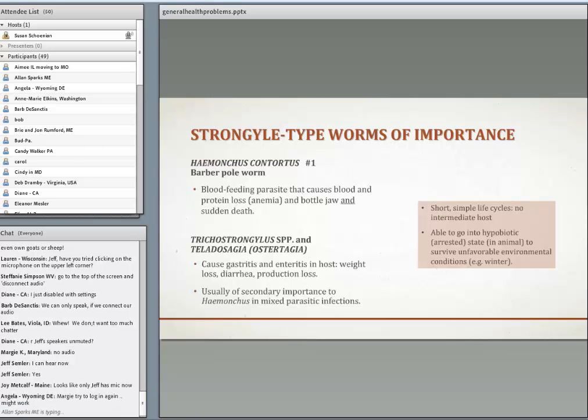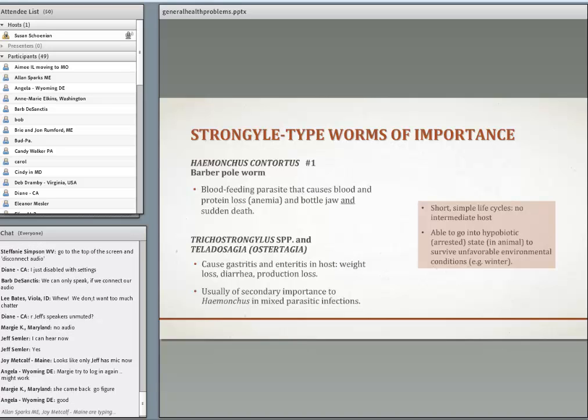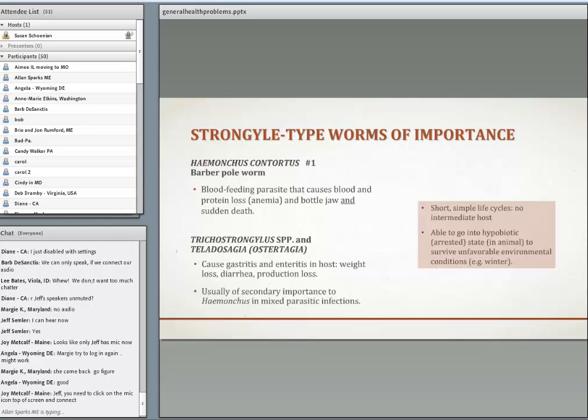So again, the strongyle-type worm that is important to us is Haemonchus contortus, which is commonly called the barber pole worm. Sometimes it's called a wireworm, sometimes a large stomach worm. But for the most part we call it the barber pole worm because it looks like the thing on the outside of a barber shop where the red and white and blue go around. The female barber pole worm looks very similar to that. The white color would be your ovaries and the red color would be blood. So the barber pole worm is a blood-feeding parasite.